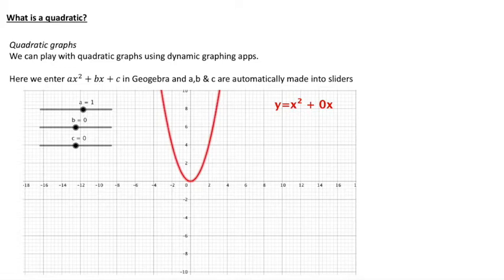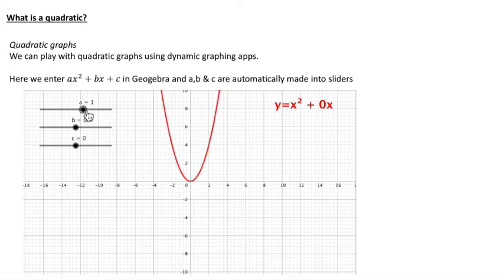So we start with y equals x squared, and we can see that a is 1, b is 0, c is 0. The expression for the curve, y equals x squared plus 0x, is because of the way GeoGebra interprets things, but obviously 0x means there is no x, so that is just y equals x squared. And now we can play about with the values.